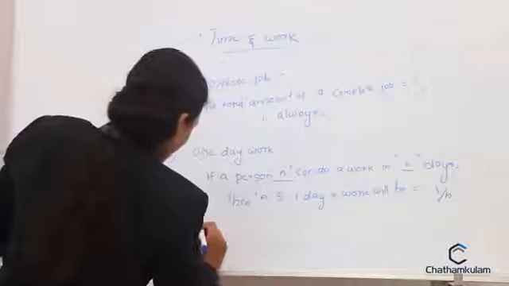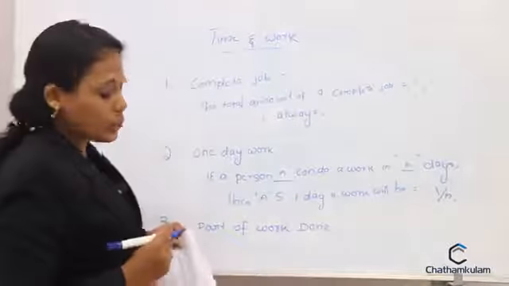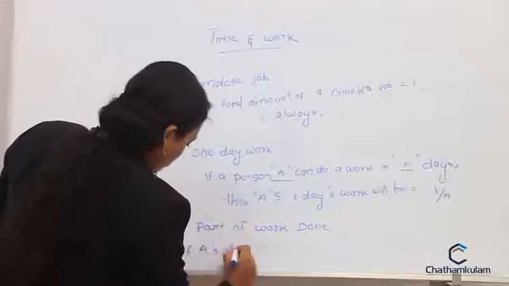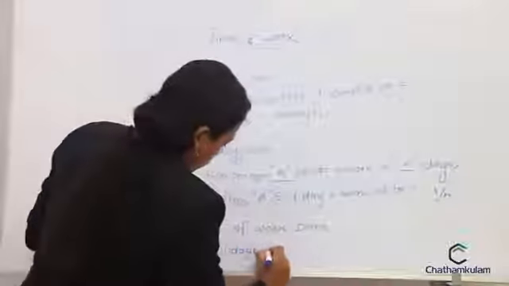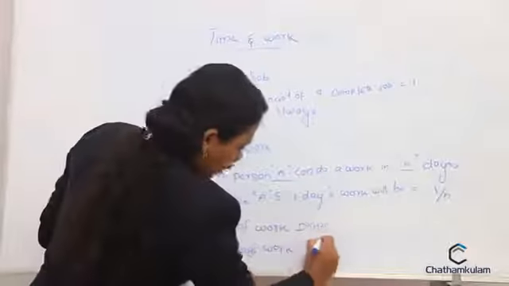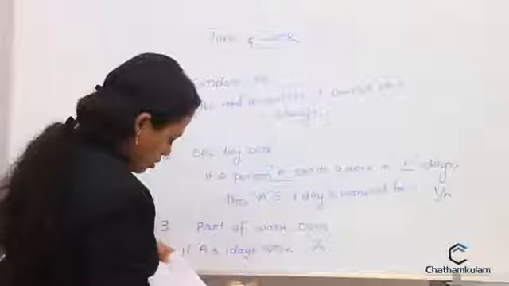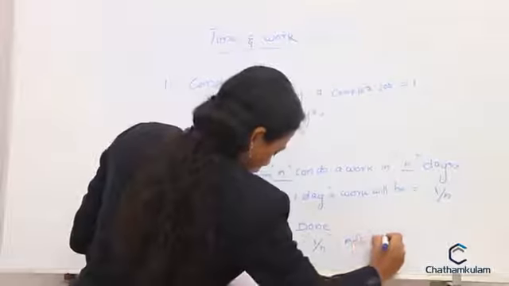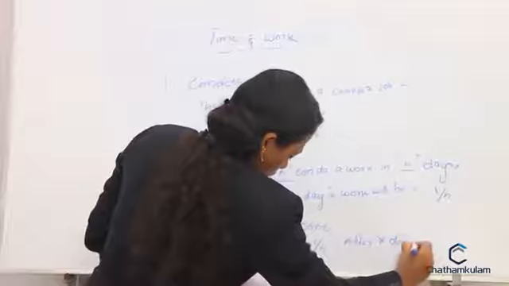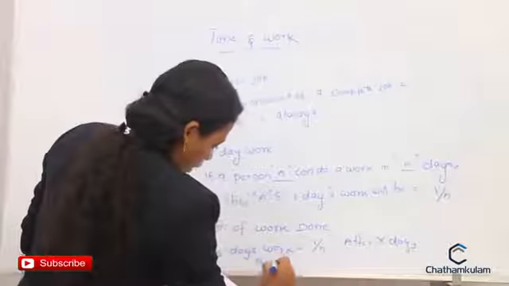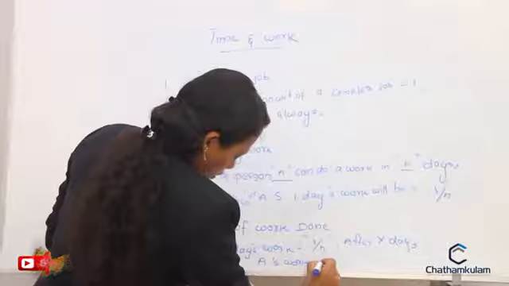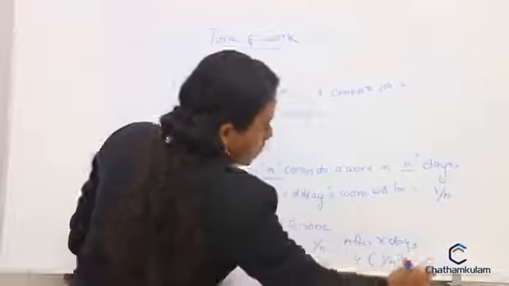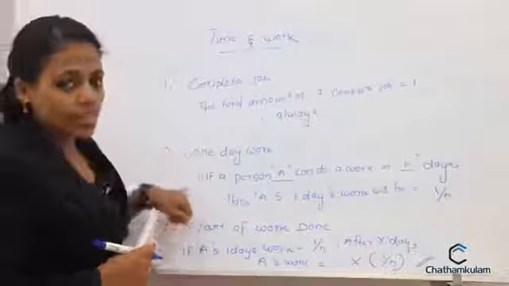Part of work done, that means a partially completed work. If A's 1 day's work is 1 by n, we are already seeing the second concept, second rule. After x days, A's work equals x into 1 by n. This is the third rule.